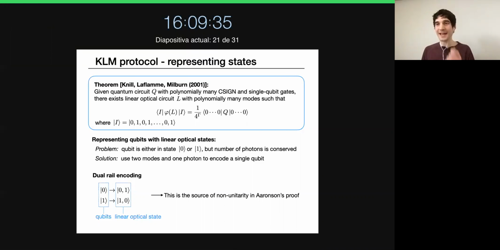And this is exactly the source of this 0, 1, 0, 1, 0, 1 that we saw in the statement of the Knill-Laflamme-Milburn theorem, this KLM theorem, and is exactly the source of non-unitarity that's coming up in Aaronson's proof. So somehow we're going to have to circumvent this problem. In order to talk about the solution to this problem, I'm also going to want to talk about how KLM does the entire reduction. We just showed how they represented states, but how do they actually do transformations as well?